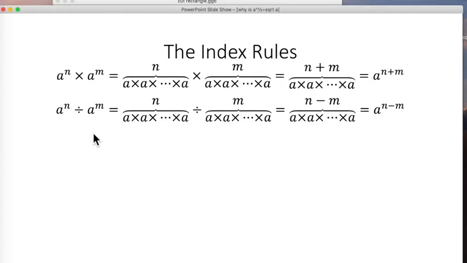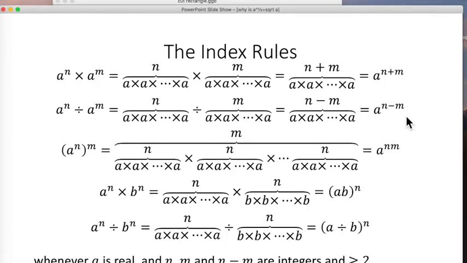The next one is slightly subtler. Again, we have n lots of a, but this time divided by m lots of a. So long as n is bigger than m, this is n minus m lots of a. And so long as n minus m is at least 2, that accords with our definition of a to the n minus m. And the others are very similar.